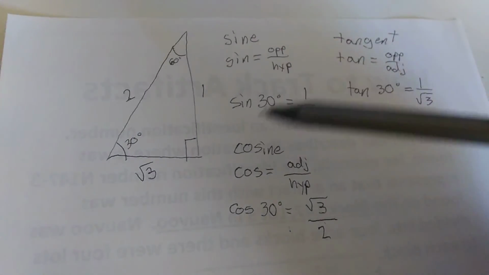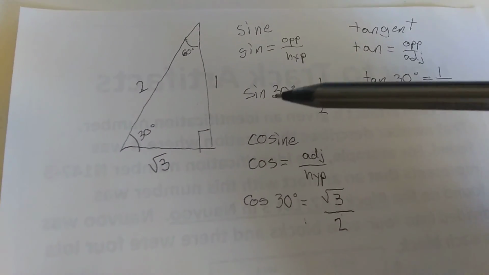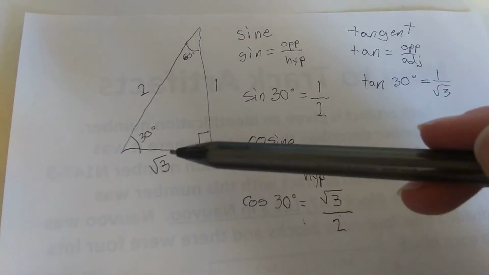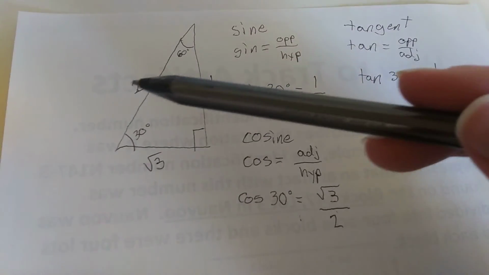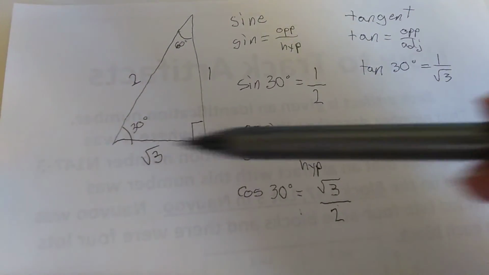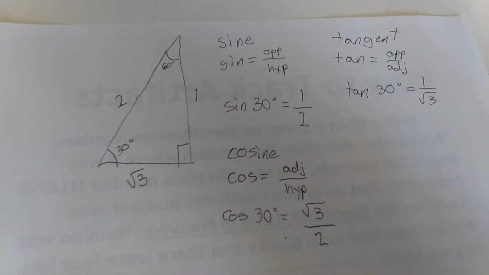And so you can do this again for the 60 degrees, like sine of 60 degrees. You just go opposite over hypotenuse. It would be square root of 3 over 2. You can do it, and now you know how to find sine, cosine, and tangent.